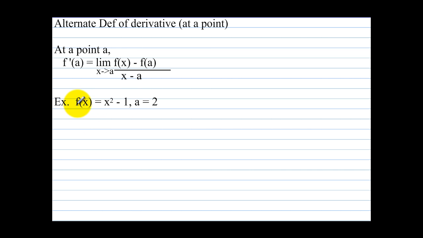Now we're going to find the derivative of f of x here at the point 2, and we're just going to follow the formula. F prime of 2, f prime of a where a is 2 in this case, is equal to the limit as x approaches 2 of f of x. F of x is x squared minus 1, and minus f of a. So f of a is 2 squared minus 1. We plug the value in. And that's going to be all over x minus 2.